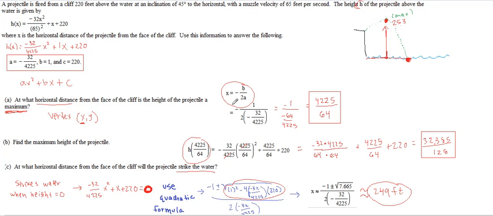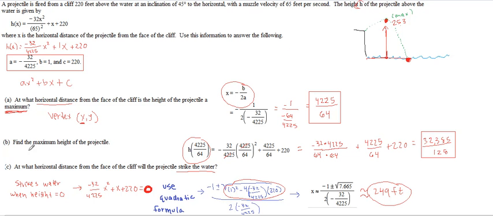So to find the x-coordinate, we use the formula negative b over 2 times a. When you plug that in here and simplify it, we're going to get 4,225 over 64. That's the horizontal distance at which it hits its maximum. So how far away from the cliff is it when it hits its maximum? In horizontal distance, it's 4,225 over 64.